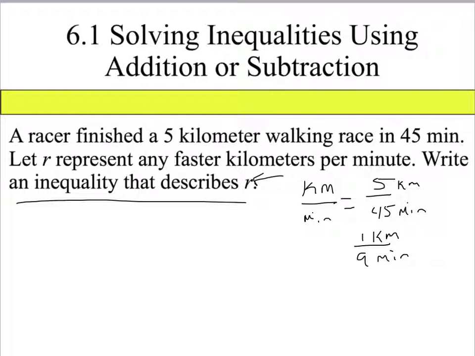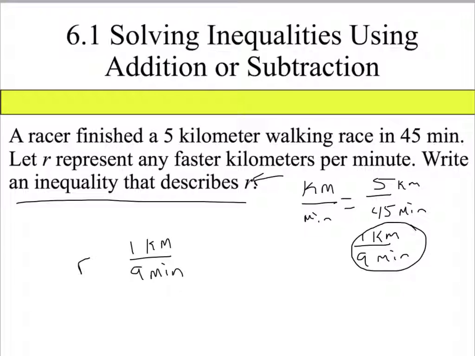Okay, so now we've found the rate at which that racer finished, 1 kilometer per 9 minutes. What we want to figure out is an inequality. Not someone who's moving at that pace, but someone who's moving faster. So my racer is going to be moving faster than 1 kilometer per 9 minutes. Okay, so if I look at that, would my racer be moving at a faster pace? Would he be moving at a time greater than or a time less than this equation?